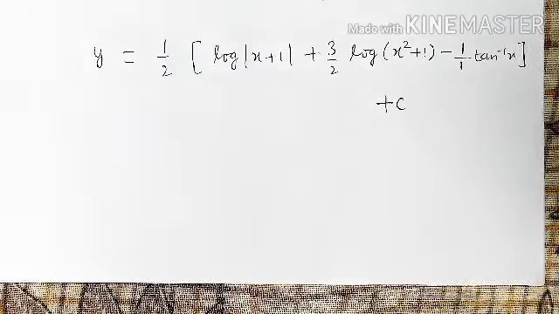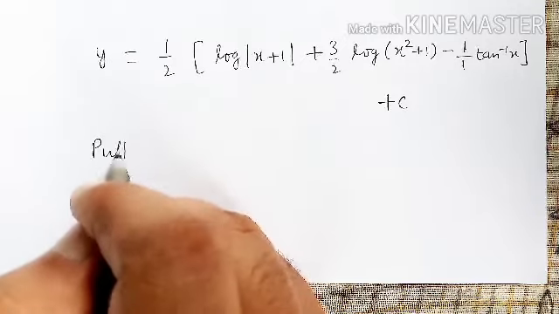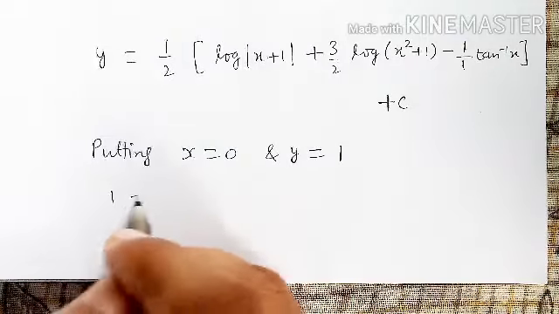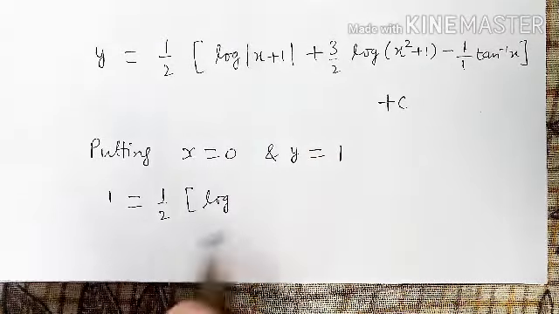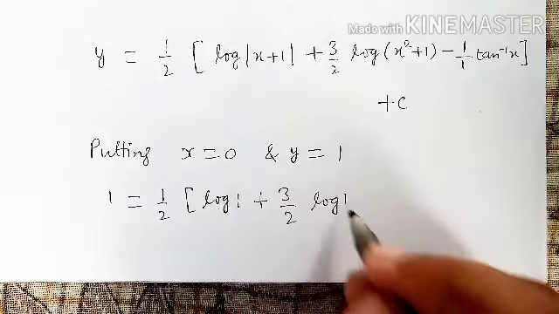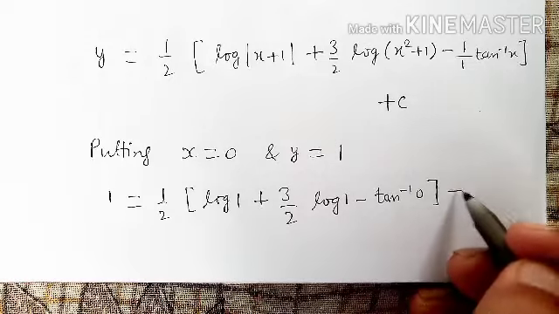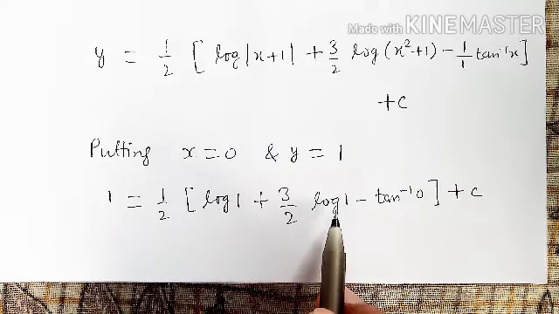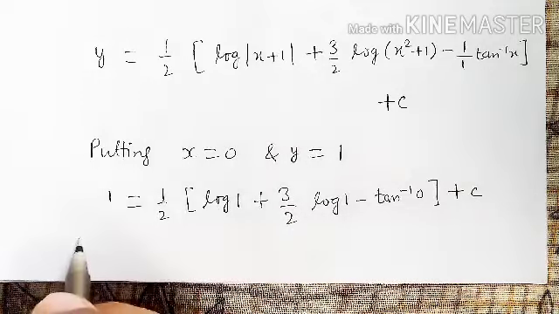It is given that when x = 0, y = 1. So putting x = 0 and y = 1, we have 1 = 1/2 log|0 + 1|, which is log|1|, plus 3/2 log(0 + 1), so log 1, minus tan⁻¹ 0, plus C. So log 1 is 0, 3/2 log 1 is 0, tan⁻¹ 0 is 0. So this becomes 0 and we have C = 1.